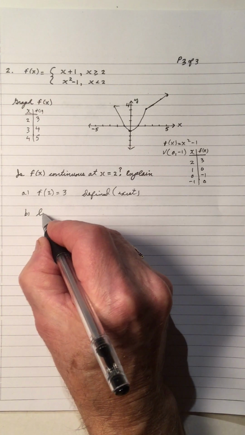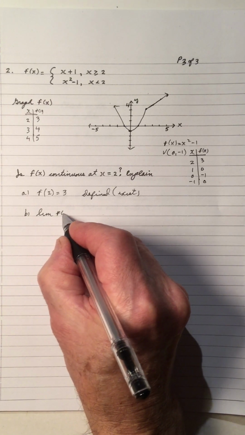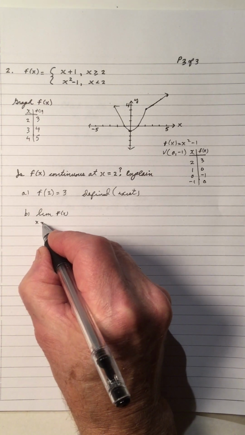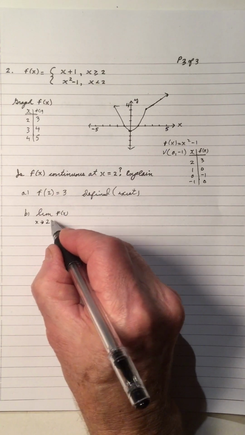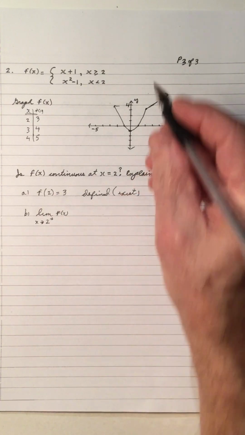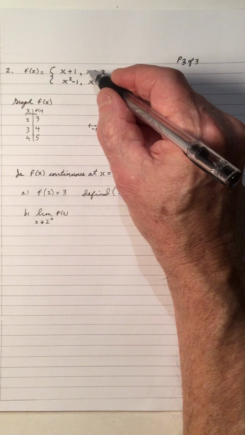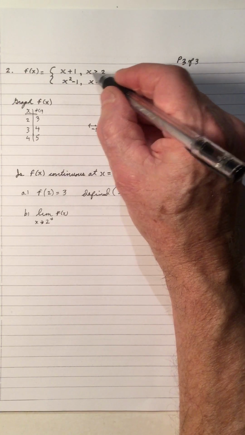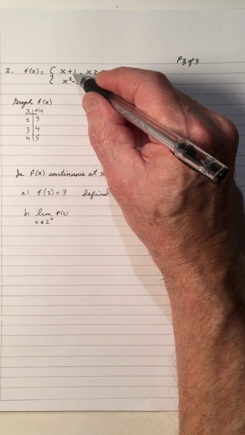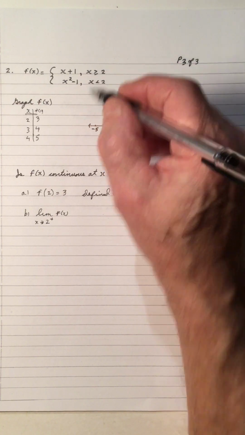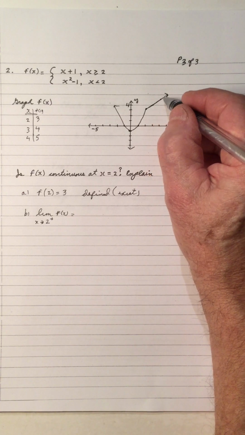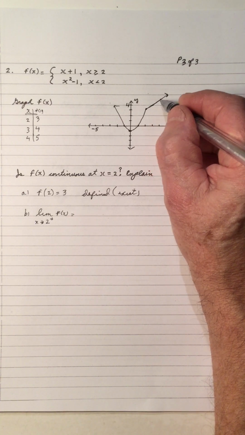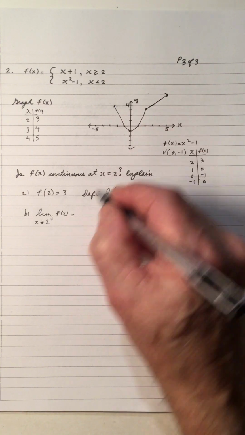B, now we do the limit of the f of x as x approaches 2. So let's approach 2 on the right side. So notice the right side is greater than 2. So this is the right side. So we have the limit right here. So we're coming in on the right side. So that gives us a 3.